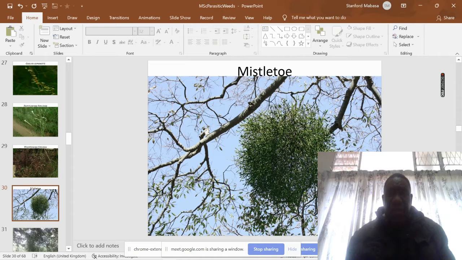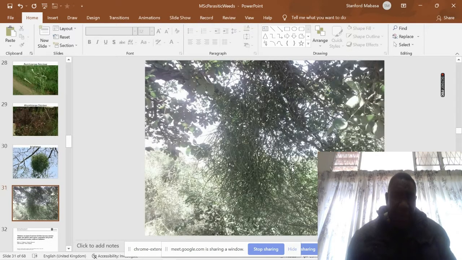This one is the mistletoe. It's a shoot parasite which grows on trees. Here it's a problem in the forests, but sometimes it plays a role in the ecosystem. Maybe in fruit trees it may become a problem. We are not sure. Again, the mistletoe attacking a tree.